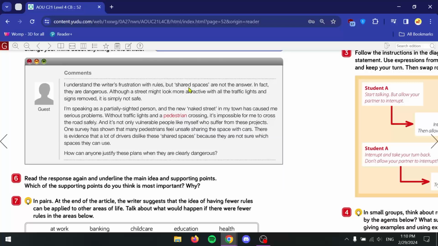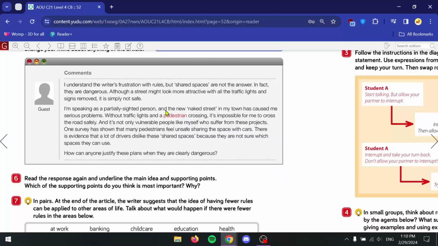Shared spaces are not the answer. In fact, they are dangerous. And although a street might look more attractive with the traffic lights and signs removed, it is simply not safe. This right here gives us a very good idea about what the main idea is. Shared spaces are simply not the answer. They are not safe. Now, let's take a look at some of the supporting points.